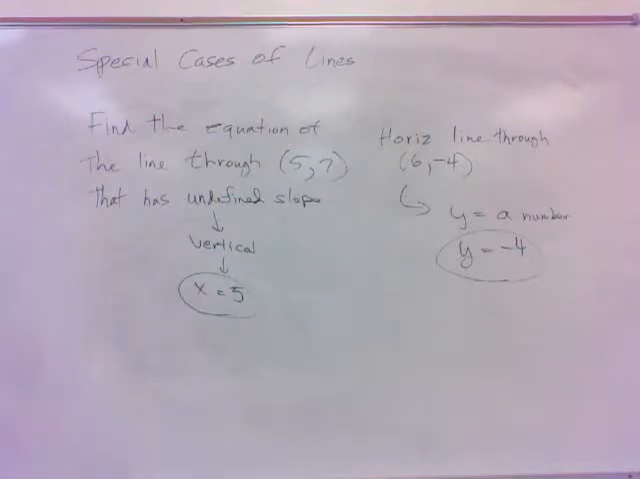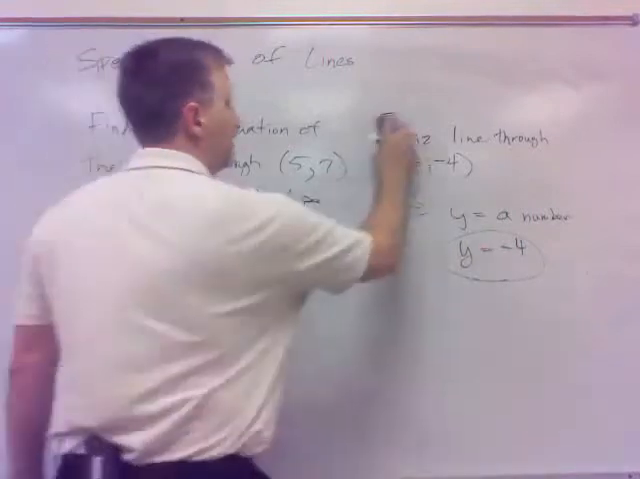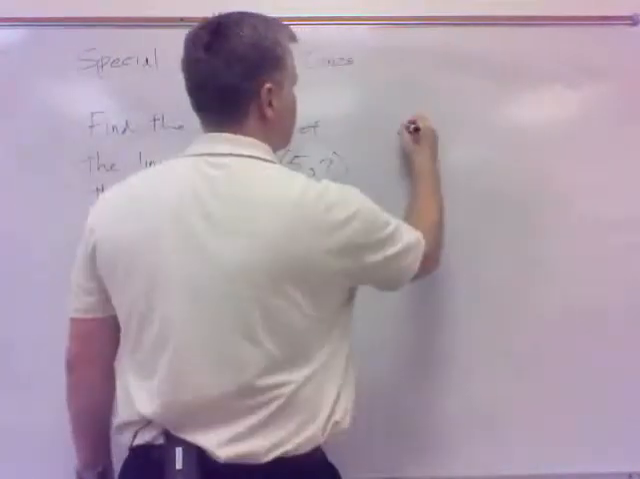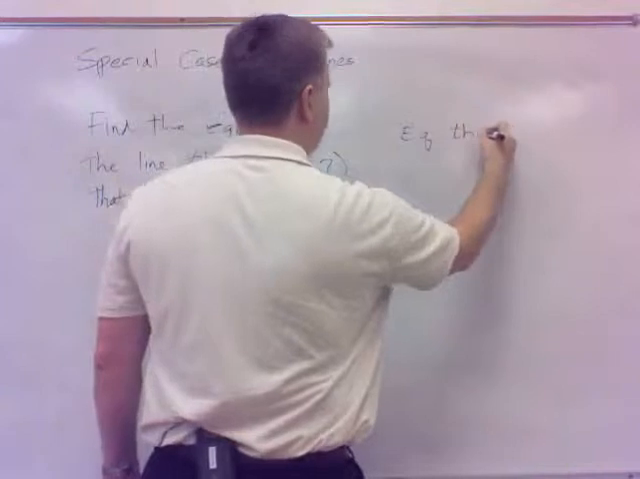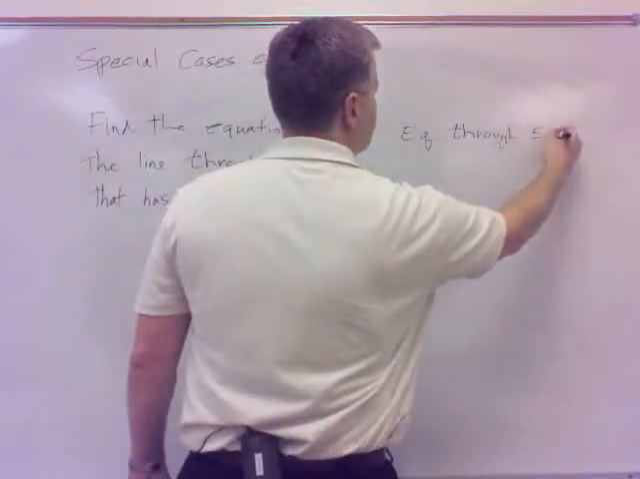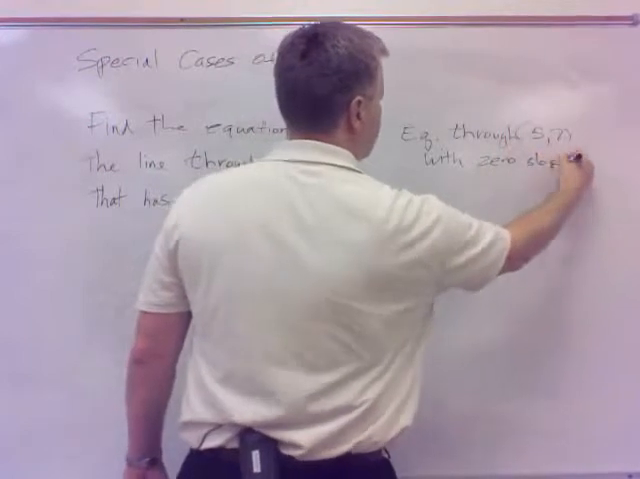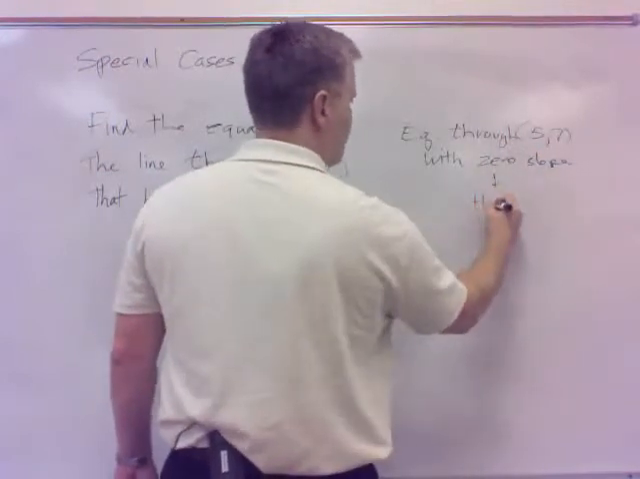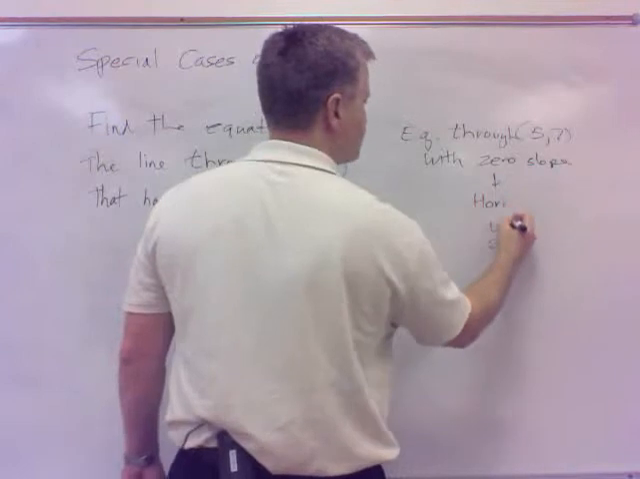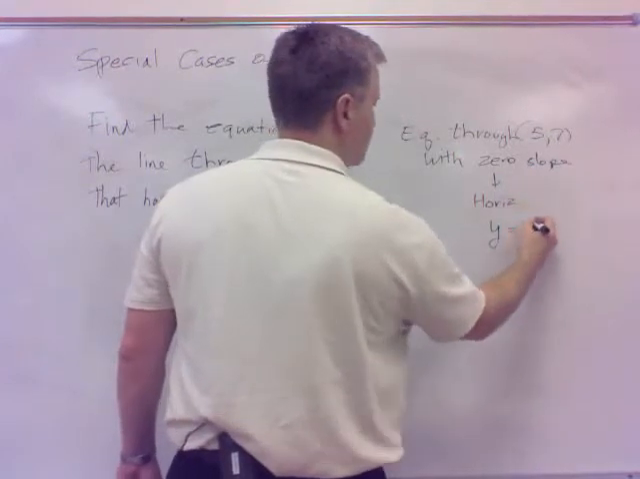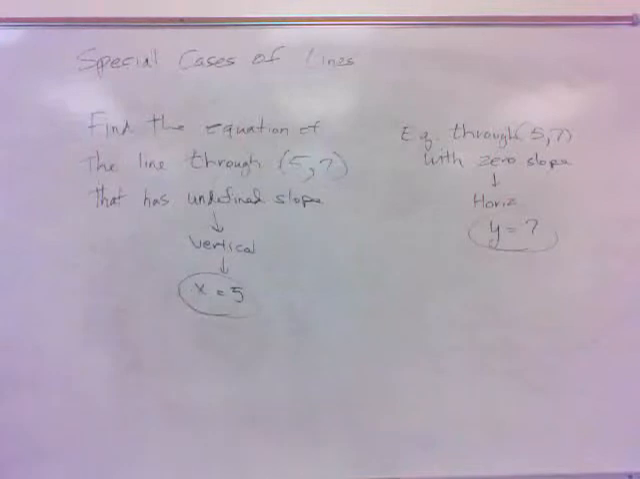Now, how would I get a horizontal line out of it? What would the phrasing be there? Find the equation of the line that has 0 slope. That would be, so the equation through 5, 7 with 0 slope, well, that would be a horizontal line, a y equals line, so y equals 7. Okay? All right. Question or any concern?